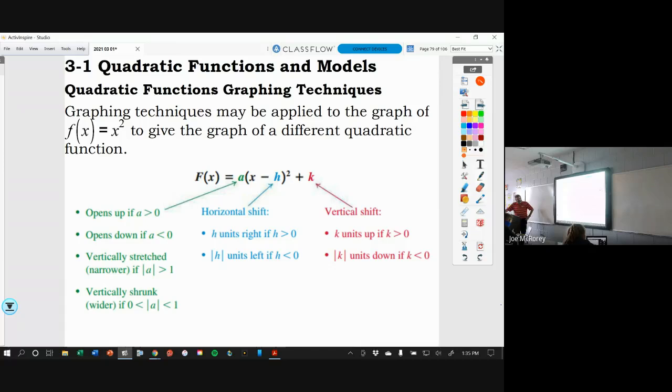h is the horizontal shift. Remember, it is inside a grouping symbol, so it's backwards from what you might think. k is the vertical shift. The vertex of this parabola is (h, k).